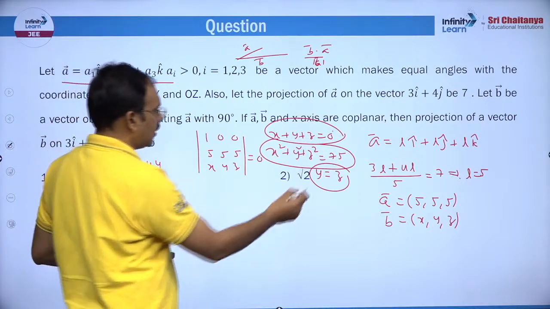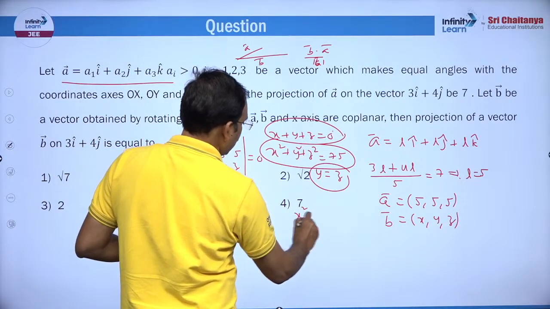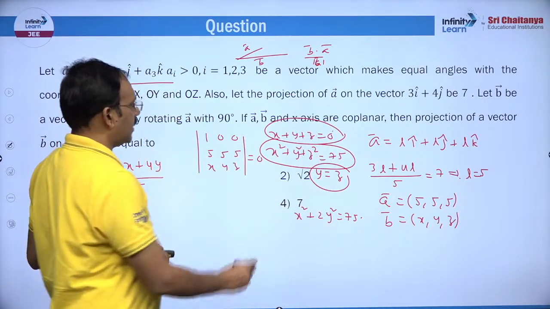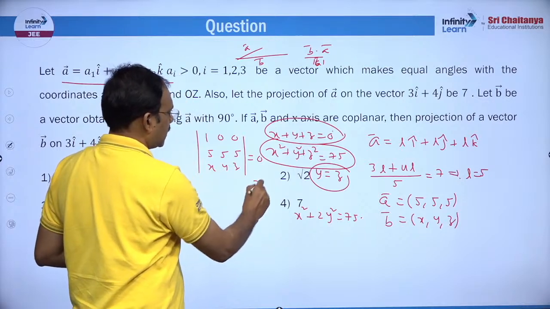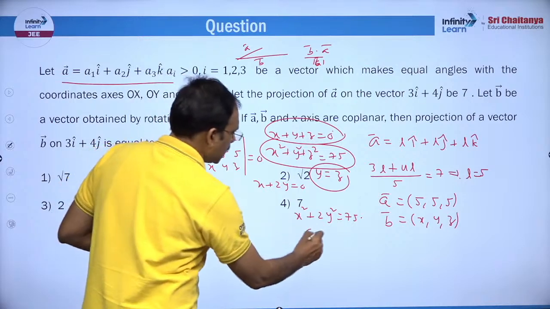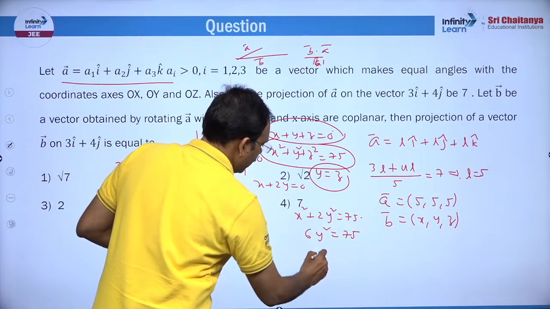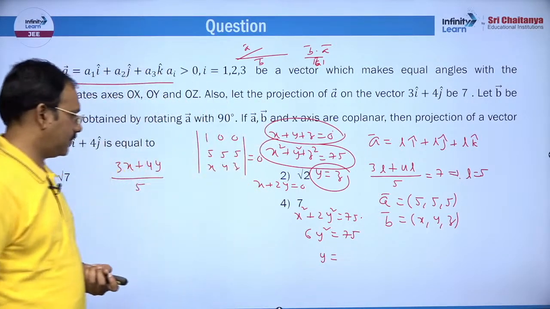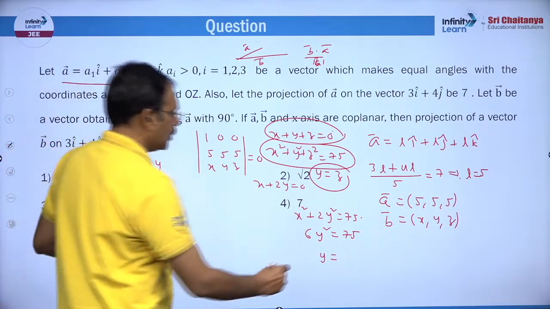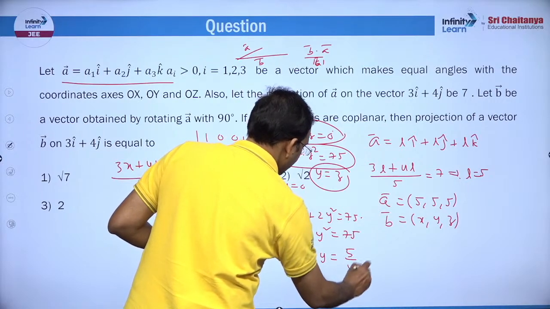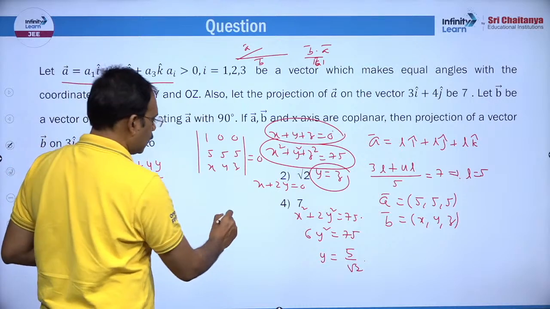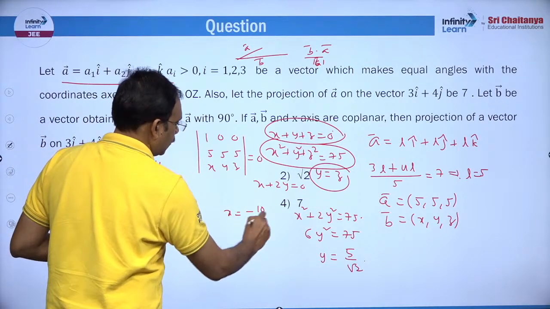Why do you not eliminate z? If y is equal to z, x square plus 2y square is 75. So, y is equal to z means x plus 2y is 0. So, x plus 2y is equal to 0. So, replace x by minus 2y. So, 6y square is equal to 75. Y is nothing but 75 by 6, which is 25 by 2. So, 5 by root 2. Yeah. When y is 5 by root 2, my dear friends, find x, x is minus 2y, x is minus 10 by root 2.